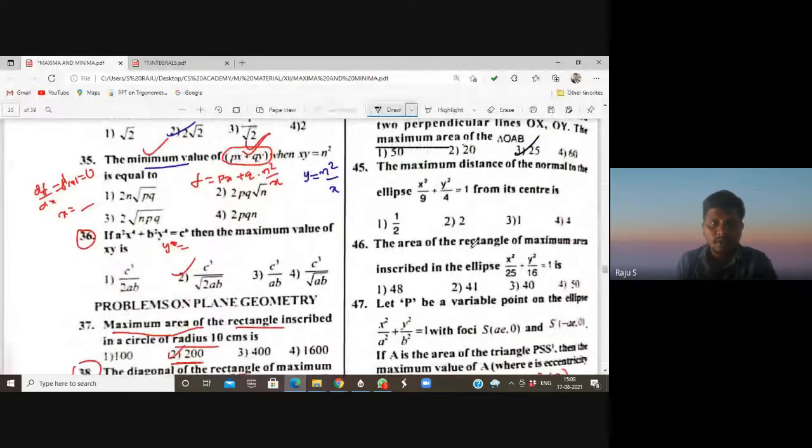And 45 is the maximum distance. The distance they are asking, the maximum distance is nothing but the same. Normal. This is for normal.